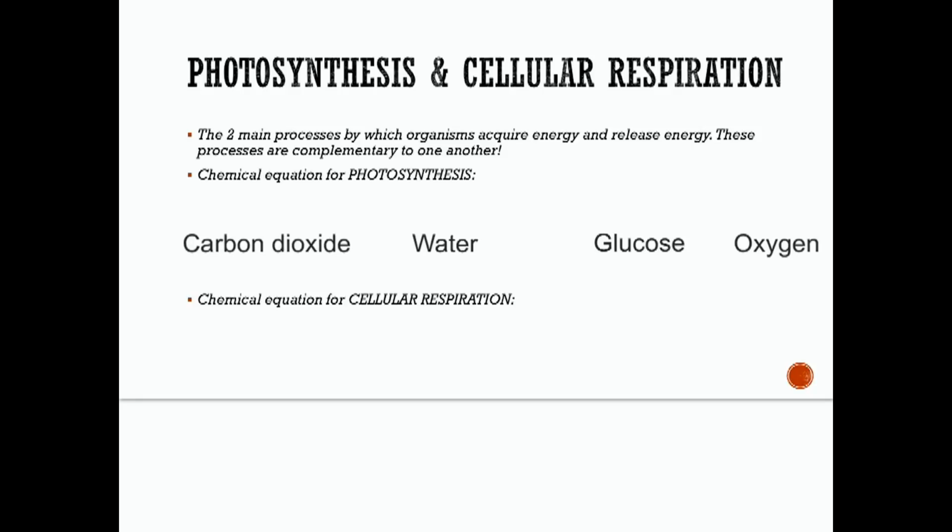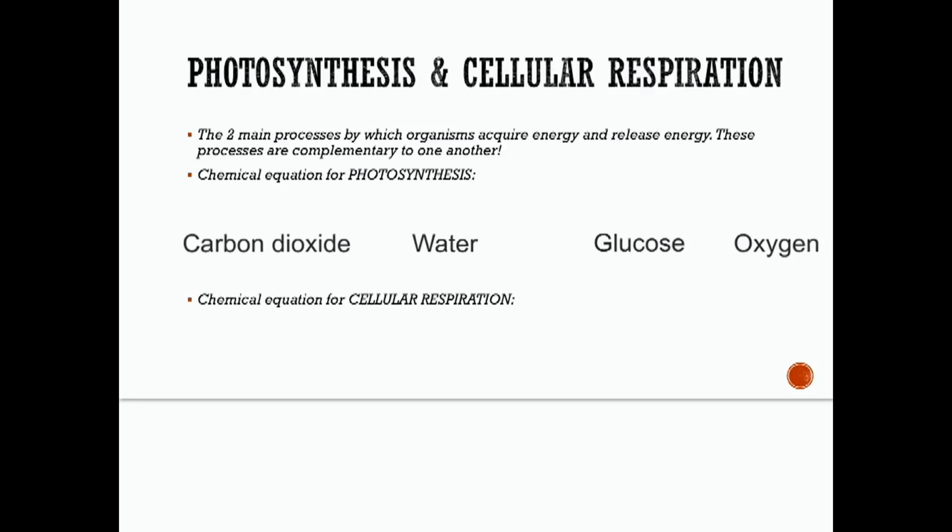So today we're talking mainly about photosynthesis, but it's important to throw cellular respiration into the mix when we're just introducing this, because the two main processes by which organisms acquire energy and release energy are these. These processes are complementary to one another. So during photosynthesis, light energy is converted to chemical energy when green plants capture the sunlight and use it to build sugars out of carbon dioxide and water.